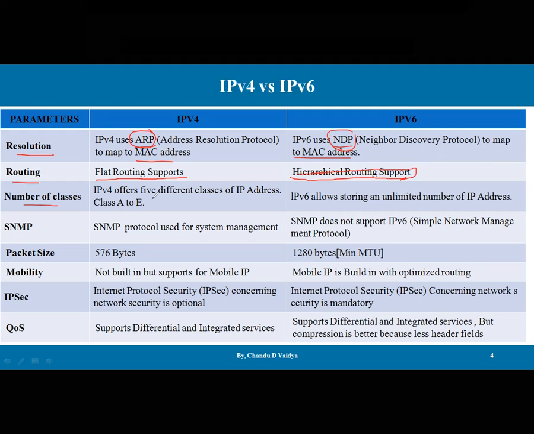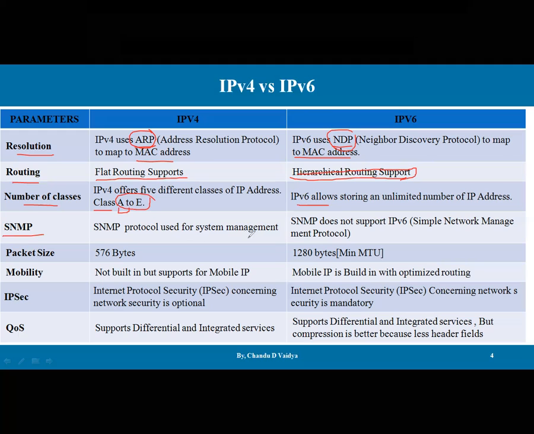The number of classes. Here there is the concept of classes, where IP version 4 has class A, B, C, D, E. These are the 5 classes available, but there is no class concept in IP version 6. Out of these, A, B, C are for user purposes, and D and E are for specific purposes, multicast and reserved. We also have a separate video on the classes of IP version 4.